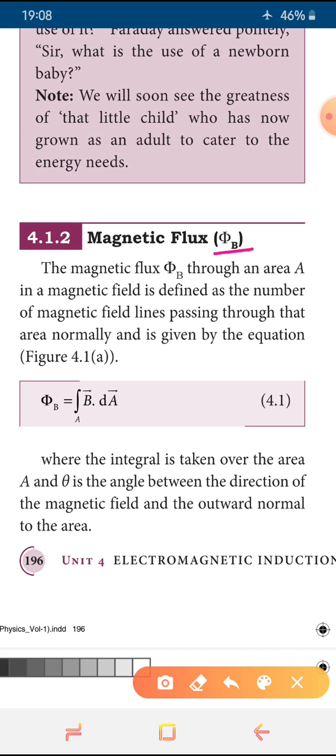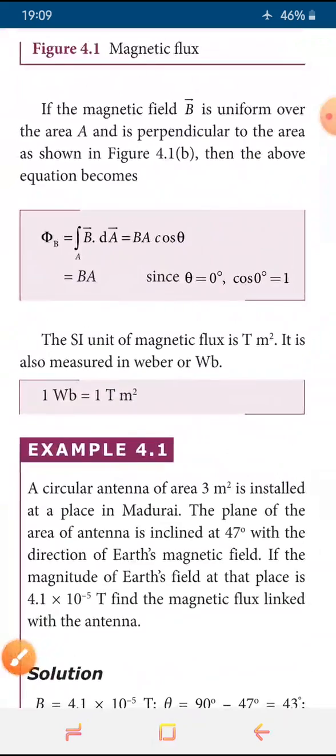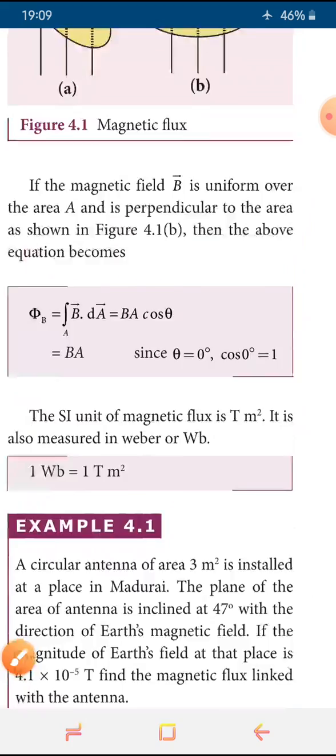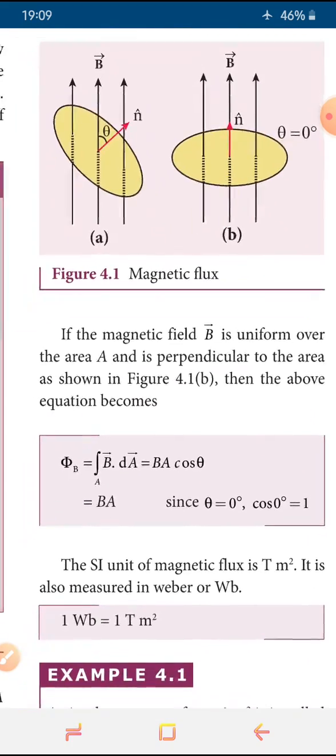So what is the equation here? We have the integral of B vector dot dA vector, and here the angle theta is the angle between the magnetic field and the outward normal of the area. And here is the diagram representation for magnetic flux: the number of magnetic lines crossing through a given area perpendicularly, that is shown in this figure.